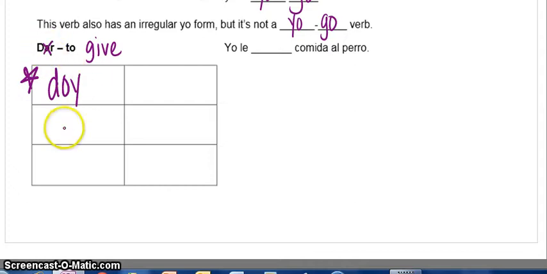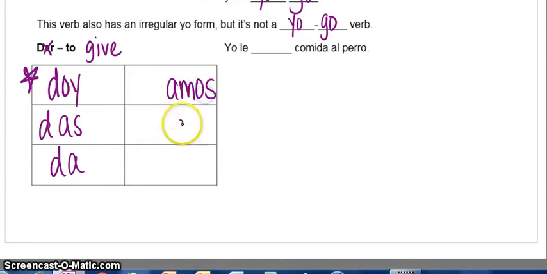You drop the AR, you're left with D, and you're going to add as. The next one, da. These are your AR endings. You've dropped your AR in the verb dar, to give, so you just add the D in front of it. Das, da, damos, dais, dan.